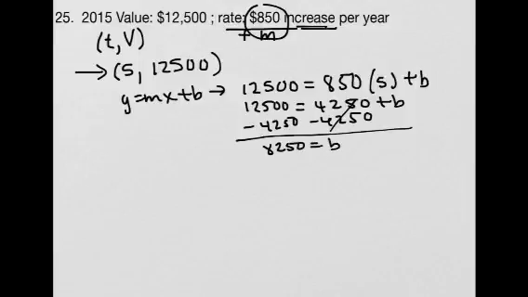Okay, so write your equation. Now remember, we're not using x's and y's, we're using t and v. So the value in terms of the time, t in years, so it's V equals 850t plus 8,250.